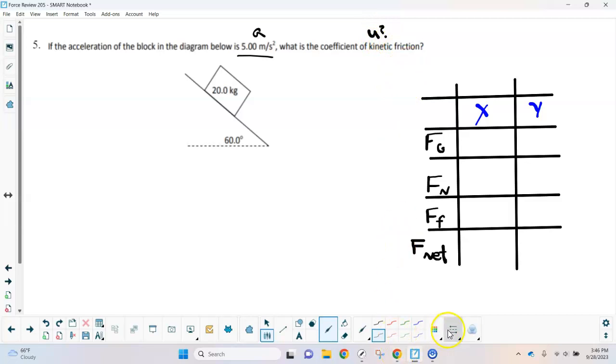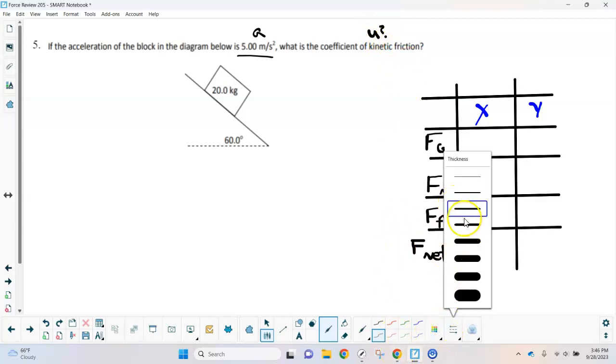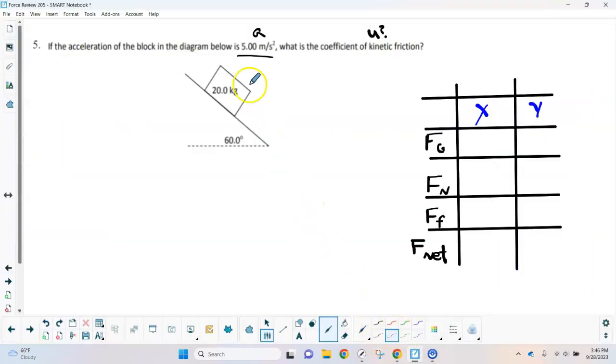But we're going to draw the forces acting on our block here. So if this red dot represents the block, I would say we have gravity pulling down.